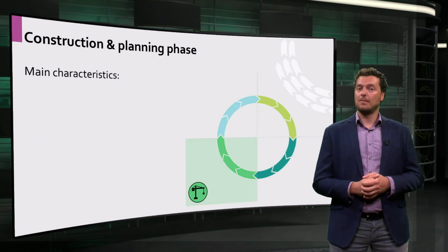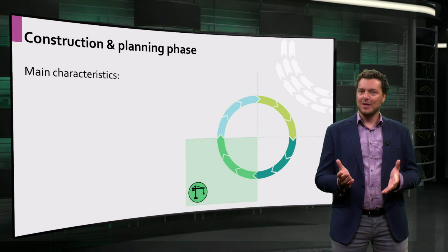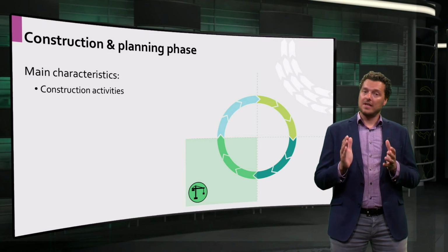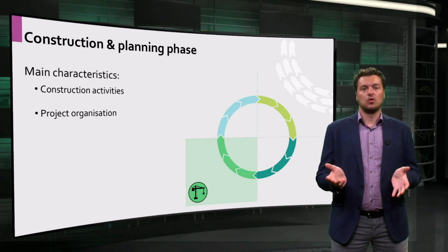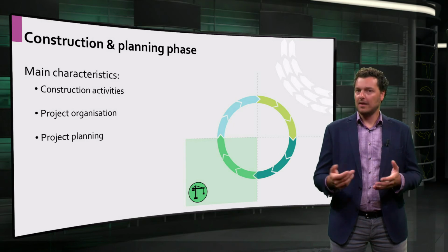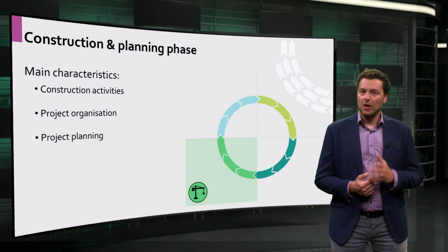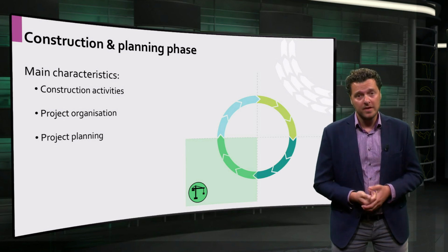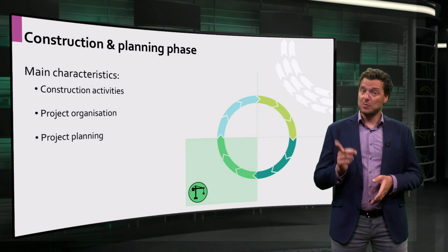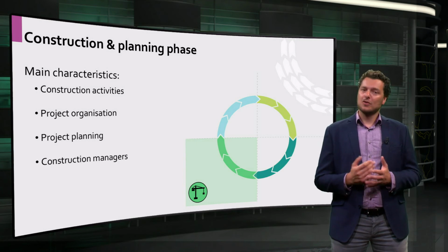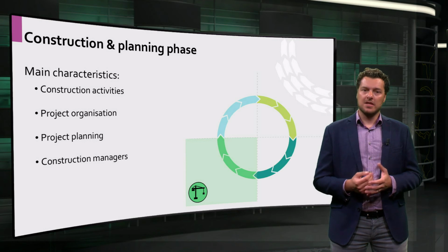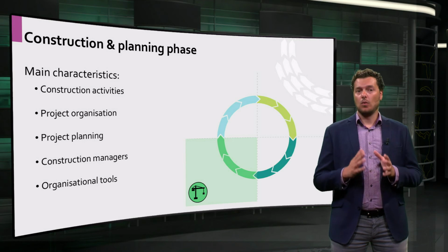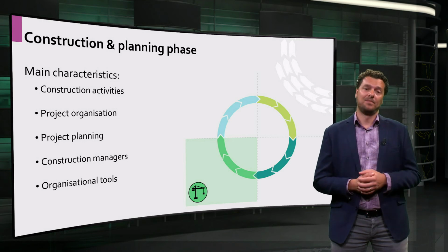Then, in the construction and planning phase, you are finally going to rebuild something. But in order to realize your design, you need to decide what construction activities are needed, who is going to perform them, and how you are going to plan all of this. Note that multiple parties work together to realize a building adaptation. This involves a lot of information sharing, collaboration, and smart planning. Construction managers carefully manage the realization of building adaptation. They will apply organizational tools like work structures and planning schemes.